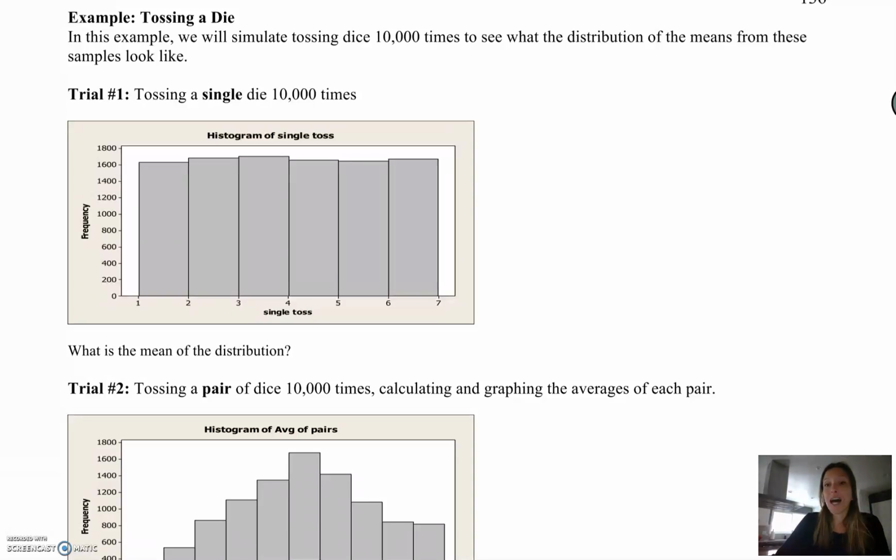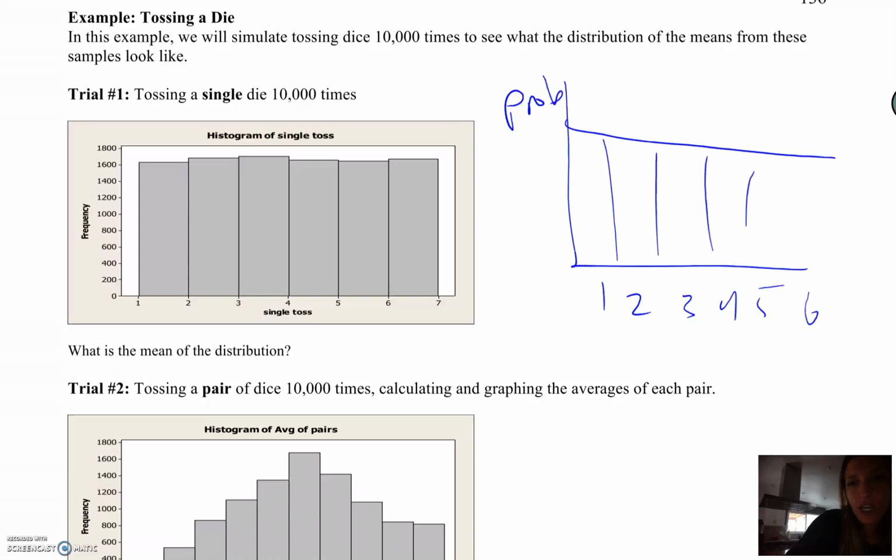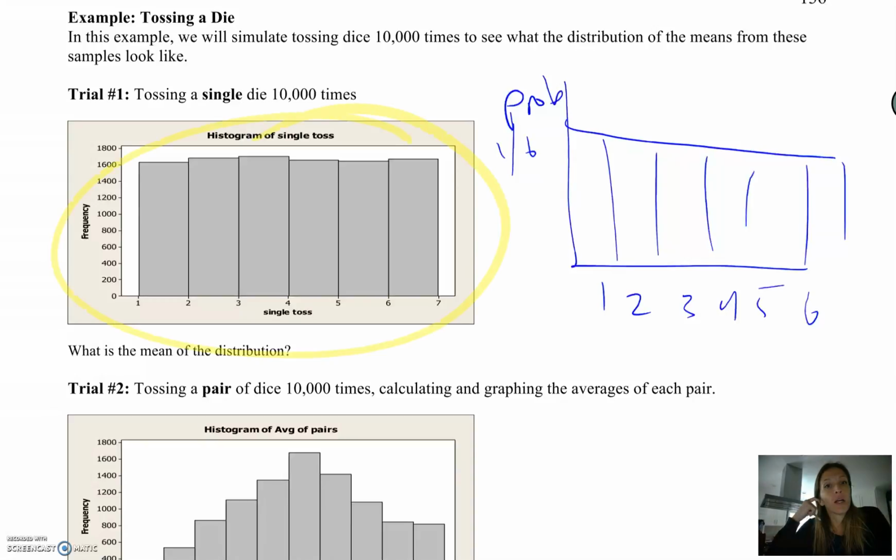So in the example of tossing a die, which is what we'll do in class, the true distribution of outcomes, the true probabilities, 1, 2, 3, 4, 5, 6, should all be exactly the same. It's a 1/6 chance for every single thing. So that's what your plot should look like. And that's what you see in this first histogram. If you toss a single die 10,000 times, you're seeing almost that flat, uniform distribution, which you expected to see based on the actual probabilities.